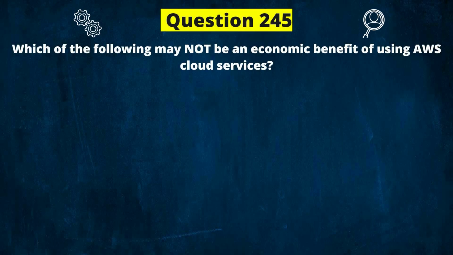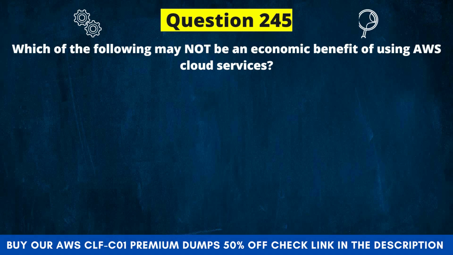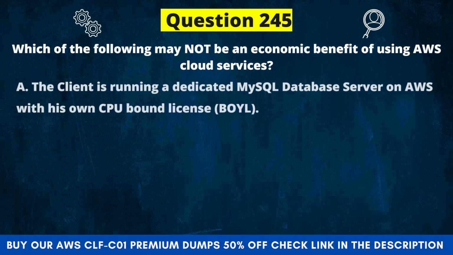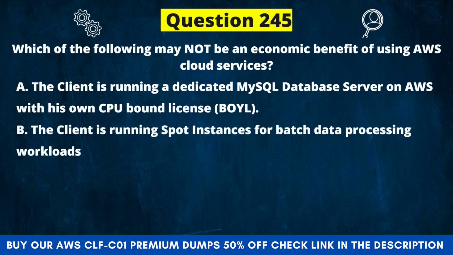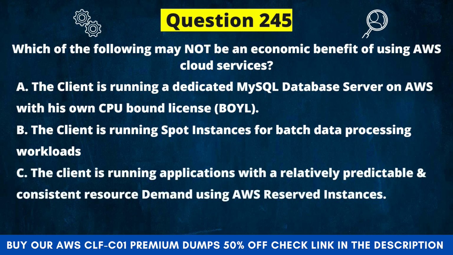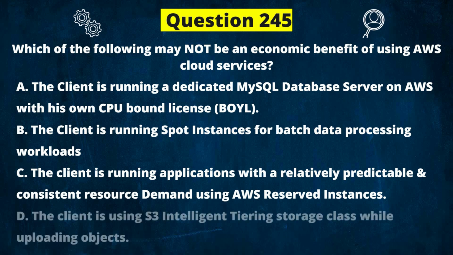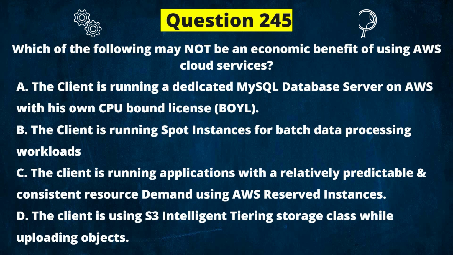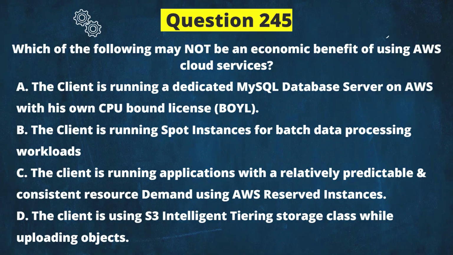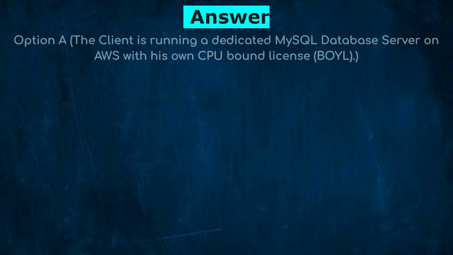Next question. Which of the following may not be an economic benefit of using AWS cloud services? And the options are A. The client is running a dedicated MySQL database server on AWS with its own CPU-bound license. B. The client is running spot instances for batch data processing workloads. C. The client is running applications with a relatively predictable and consistent resource demand using AWS reserved instances. D. The client is using S3 Intelligent Tiering Storage class while uploading objects. And the correct answer is option A.